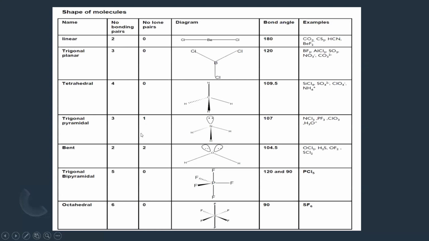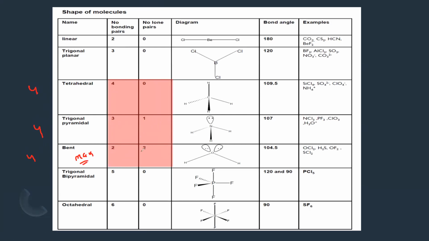So as you can see, when we compare, one of the parameters should be the same, so the total number of pairs should be the same. The total number of pairs is 4 here, 4 here, and 4 here. But there are 4 bond pairs with no lone pair in one, a bond pair and a lone pair in another, and bond pairs and 2 lone pairs in the last. Which will have the maximum repulsion? This one will have the maximum repulsion.